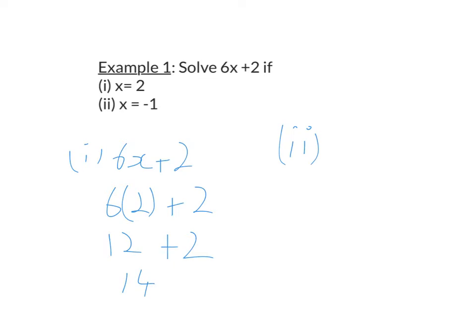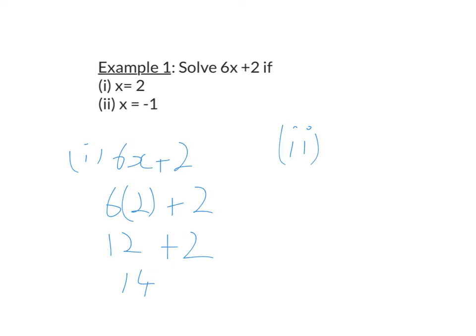For part 2, the process is the exact same. The only difference is that x is now equal to minus 1. So we're going to do the same method out, but instead of subbing in 2 for x, we're going to sub in minus 1. You can try and do this now if you want to pause the video. Press play when you're ready to go through the solution.